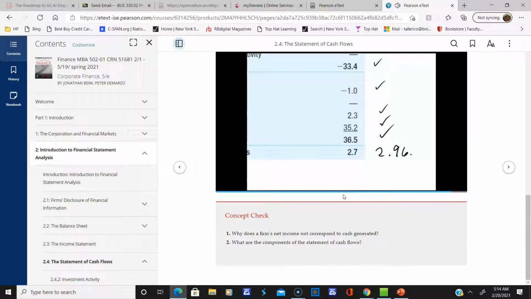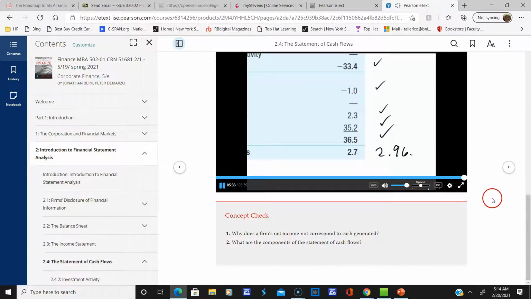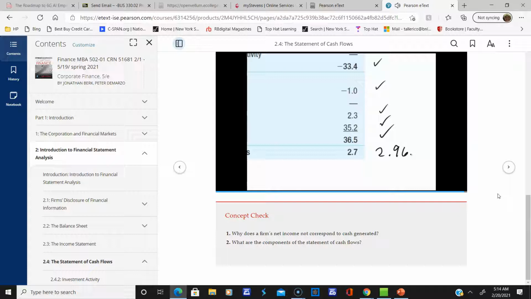So the key here is to note that depreciation matters because it's a deductible expense. It's an operating expense, so it reduces your taxable income, which means it reduces your taxes. Once you reduce your taxes, that means that it's going to change your cash flows. And so you can see the effect through the cash flows.